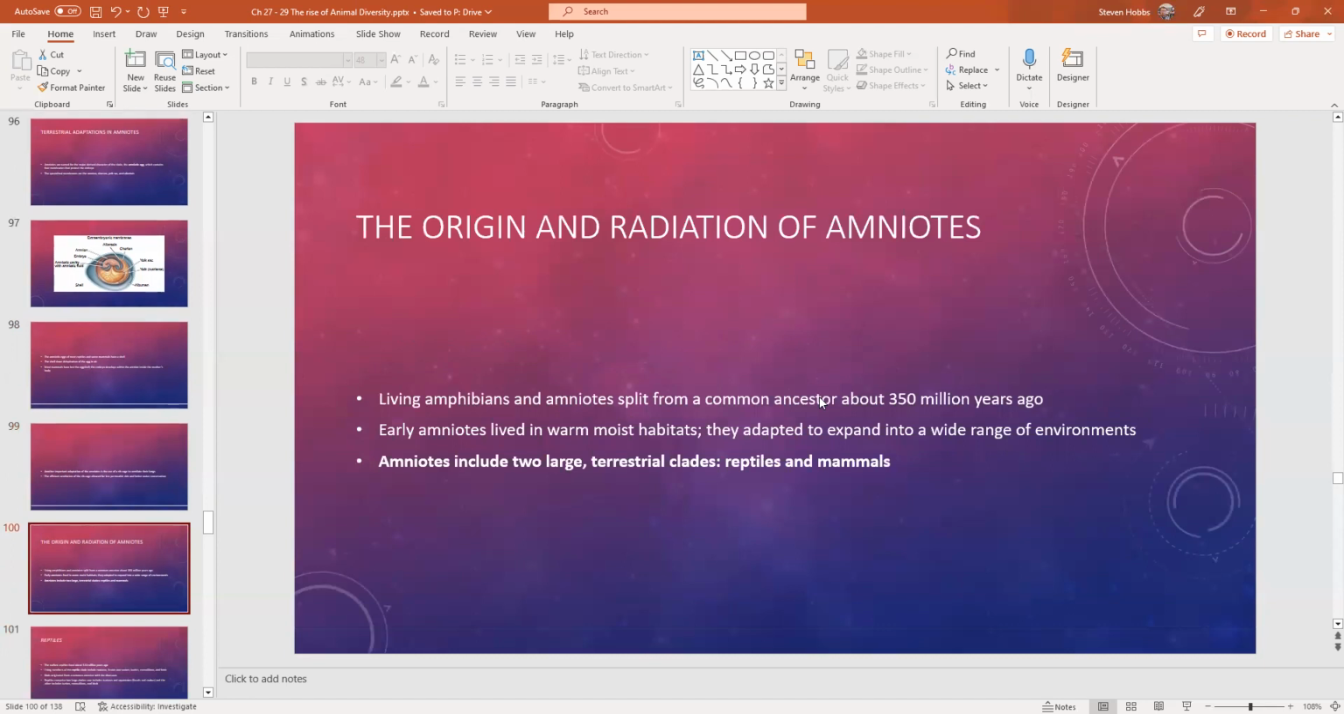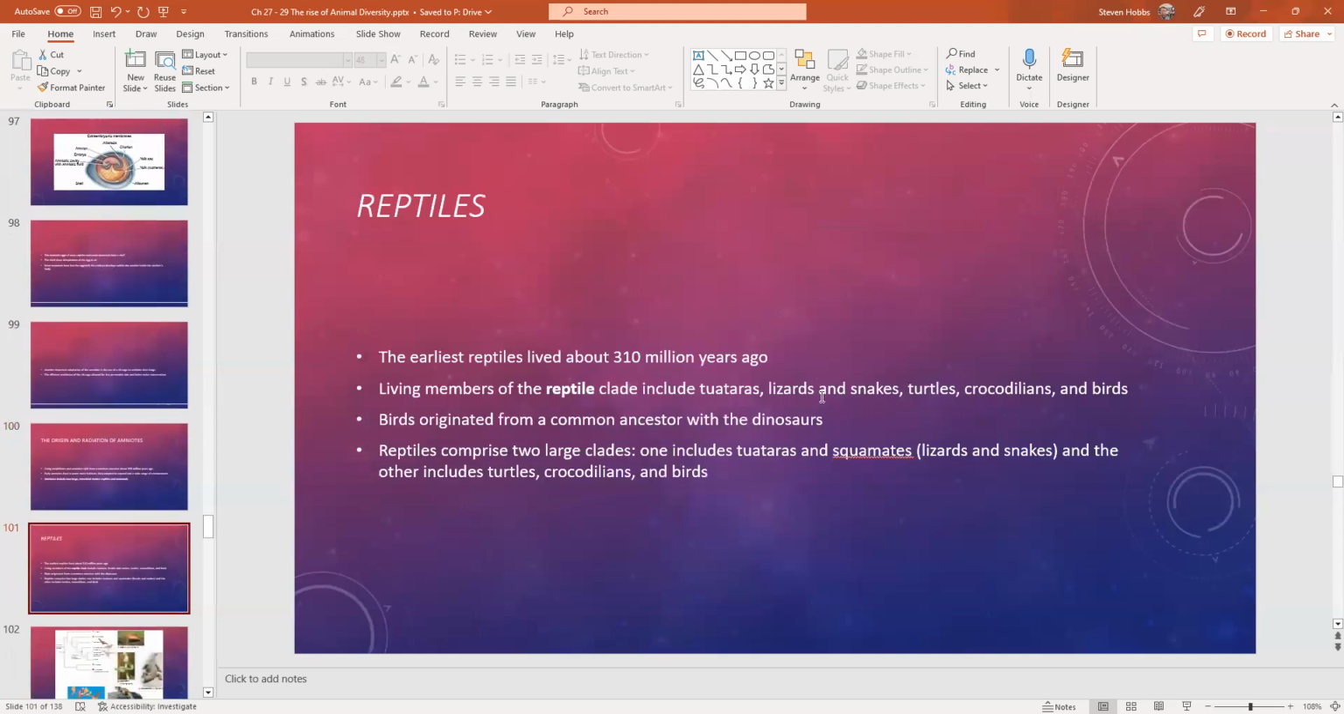Now, living amphibians and amniotes split into 2 lineages. Early amniotes lived in very warm, moist habitats. They adapted and expanded from there. Amniotes include 2 large terrestrial clades, the reptiles and the mammals. So reptiles started to evolve about 310 million years ago. Living members of the reptile clade are the tuatarans. Some of my favorites are tuataras, the snakes and lizards, the squamates, the turtles, chelonians, the crocodilians, and the birds.